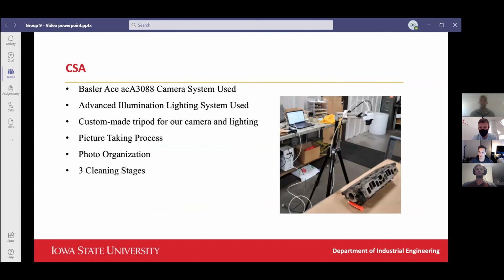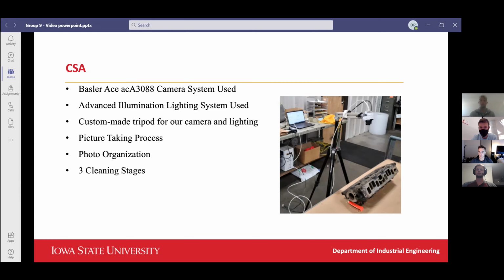For our current state, it wasn't as standard as the other groups, but it was more involved of actually creating our process and choosing the correct equipment. Dr. Paul Kramer actually chose our camera and lighting system. We were using a Basler Ace AC A3088 camera. It's a black and white camera, but has very high resolution. And we were also using an advanced illumination, high intensity spot coaxial light for very high brightness on a very fixed spot. Aaron Jordan actually custom created our tripods. You can see in the image right there for custom angles and height.